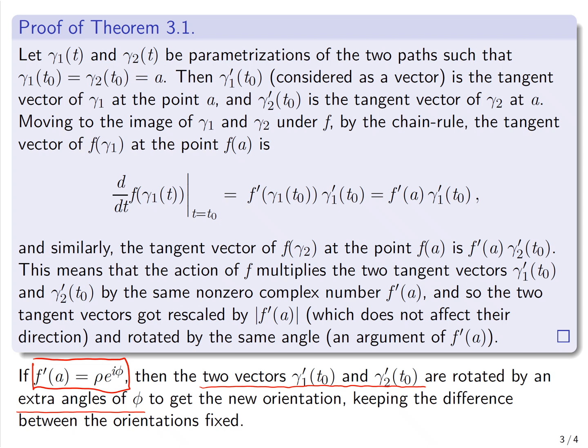Because in complex calculation, when you multiply, you add an angle. So you add the angle phi every time. Since you add phi, the difference is the same, because you add the exact same amount to the two angles. Let's say gamma 1 prime has the angle alpha, so the new angle is alpha plus phi. If gamma 2 prime has the angle beta, it becomes beta plus phi. If you take the difference, phi cancels out and you get alpha minus beta. That means you get the exact same original difference again. So that's what the theorem says: it doesn't change the difference between the two curves.